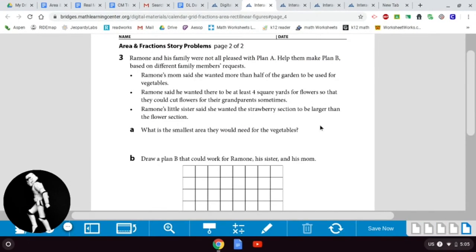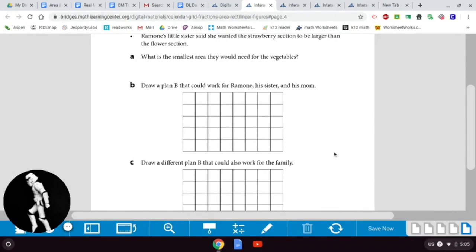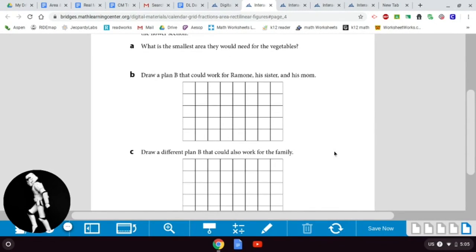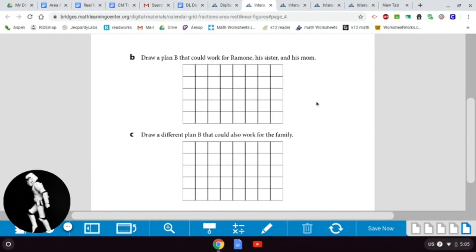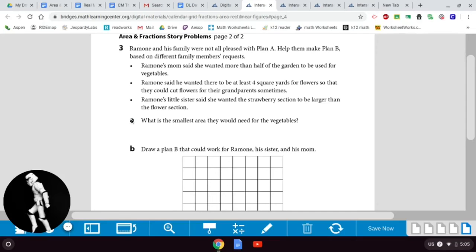Once you get into that second portion, you've still got Ramon and his family, who were not all pleased with plan A, so they had to come up with plan B. Down here, you'll use these grids to make different plans. So that's a different way to partition this so that he can grow vegetables, fruits, and flowers. Make sure that you read the directions carefully so you know exactly what needs to be included.